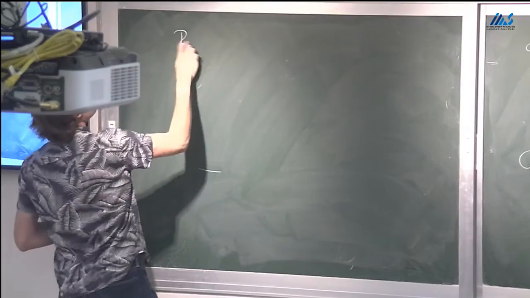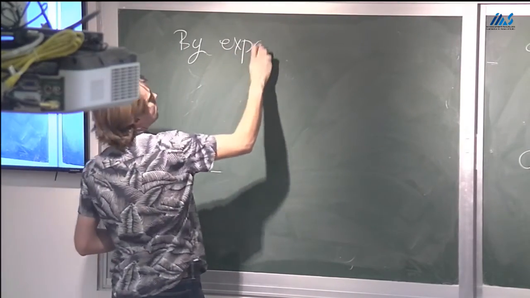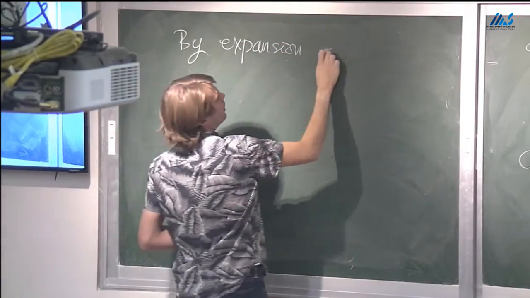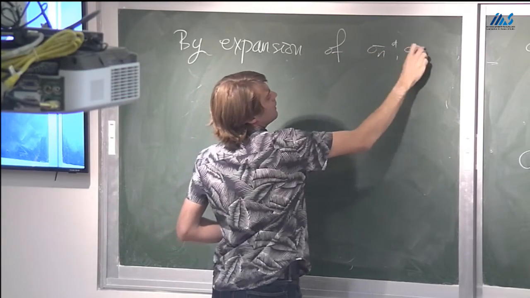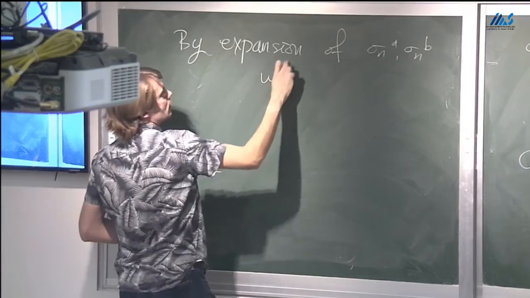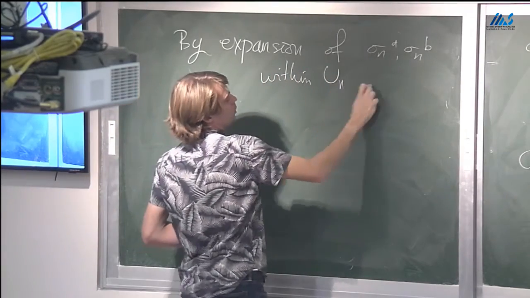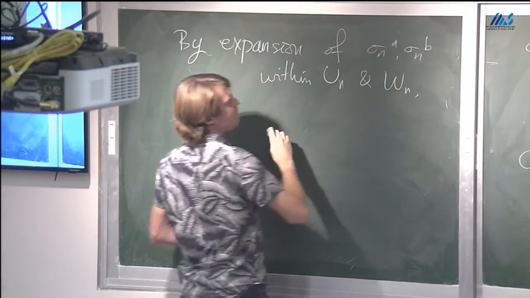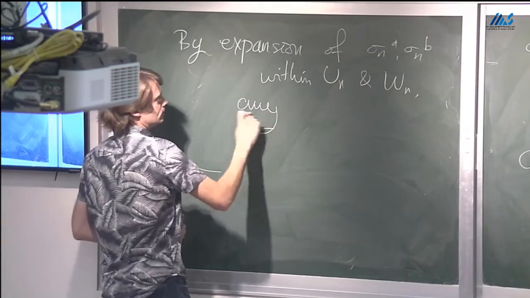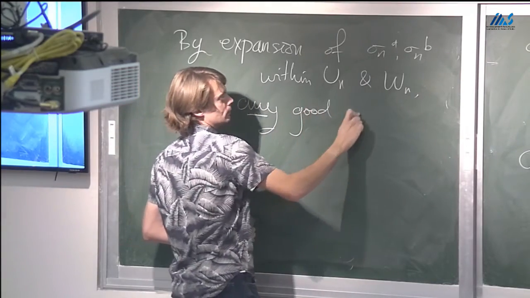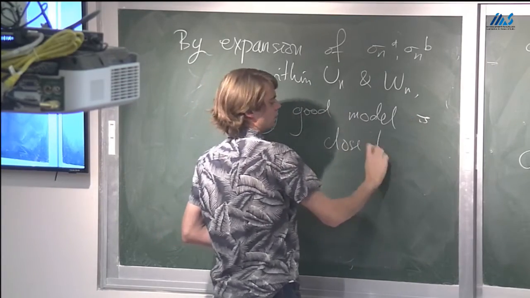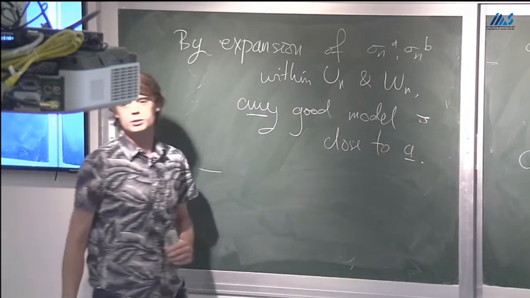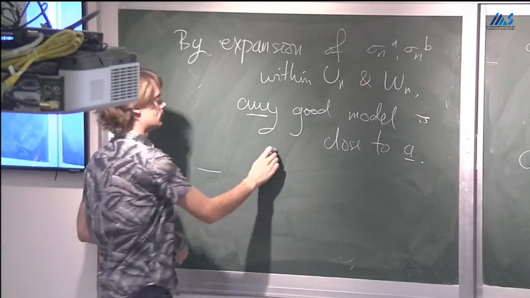So by expansion of, let me just say this sloppily, of sigma nA and sigma nB within Un and Wn, any good model is close to A. And close really means here close in the Hamming distance. So there are a few errors.